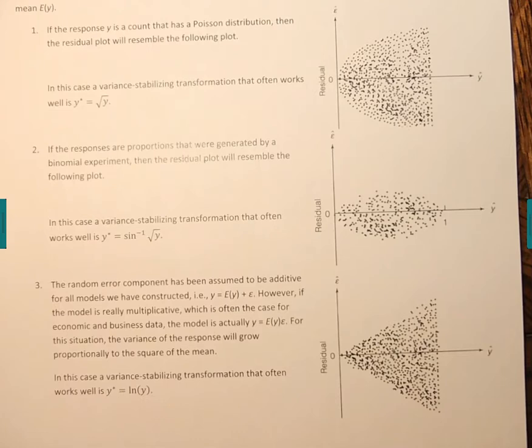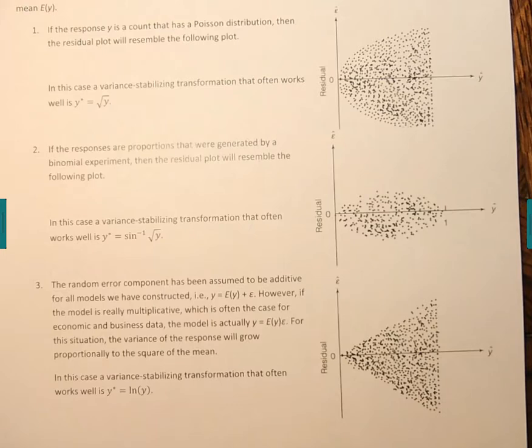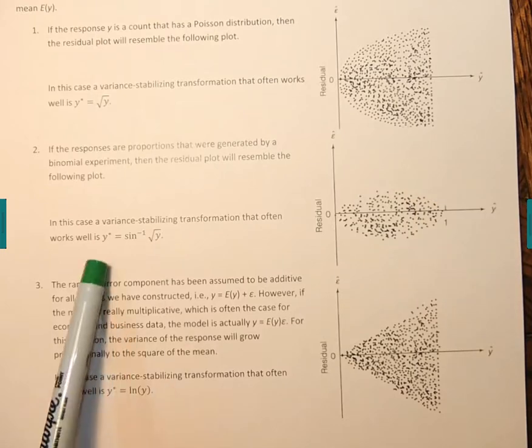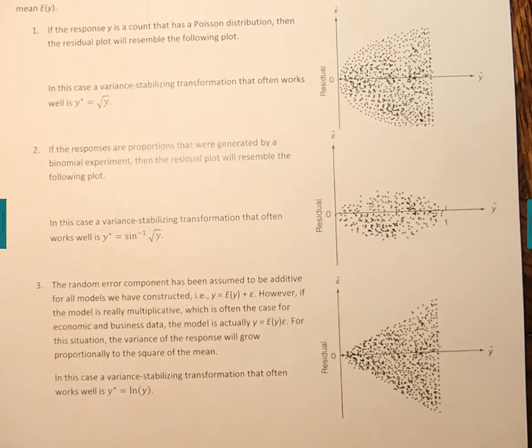If the responses are proportions that were generated from a binomial experiment, then the residual plot will resemble, it looks kind of like a football. Here's the football shape. Notice that here and here we have smaller variability than we do in the middle. And in cases like this, here is the transformation that we tend to use.